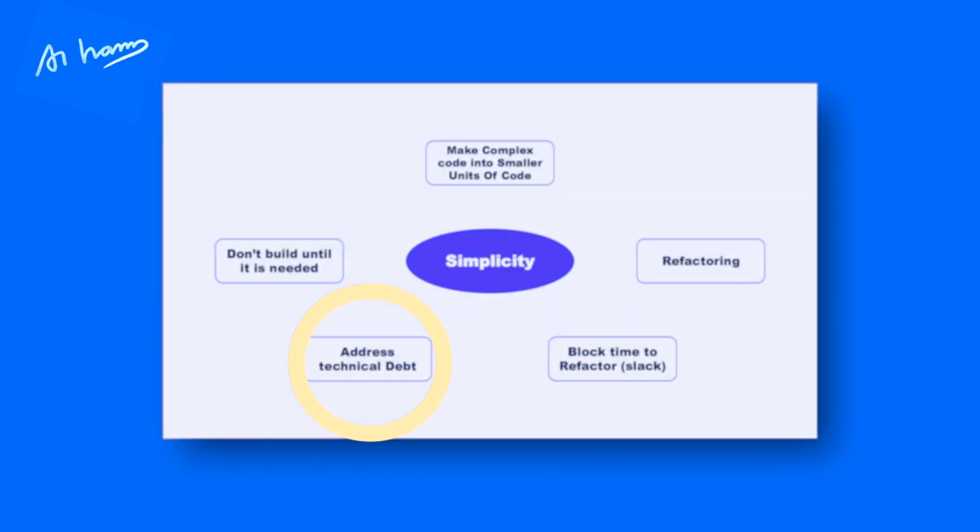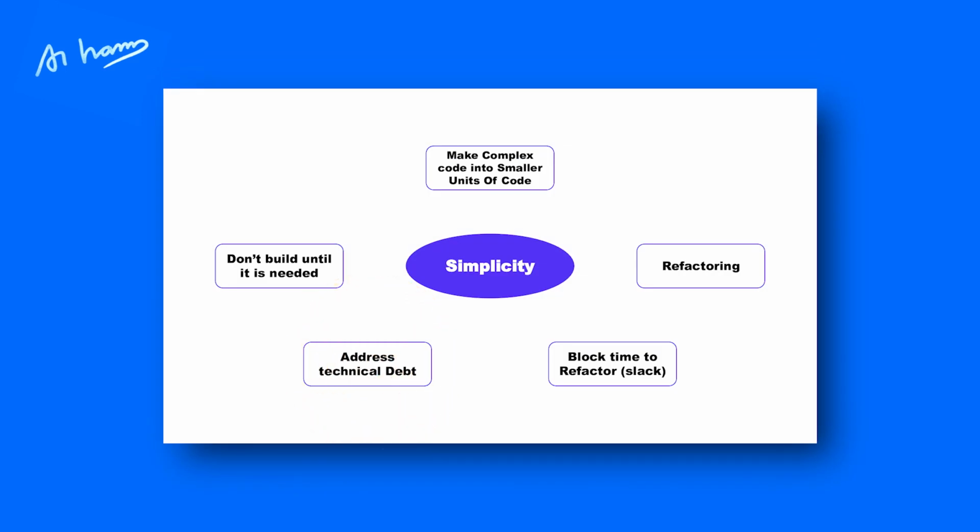As I told you, we'll address the technical debt also in the refactoring, and then finally, don't build until it's needed. As I told you, that's the first point. So simplicity means we will not build the code unless and until it is needed. So that's your first value in XP that talks about simplicity.